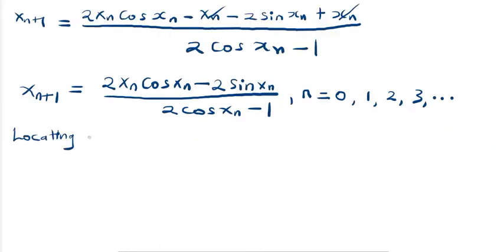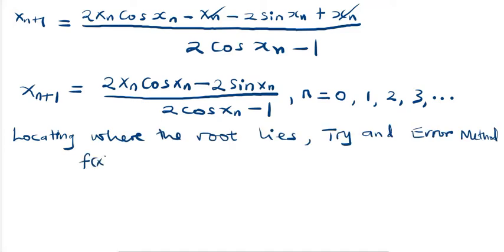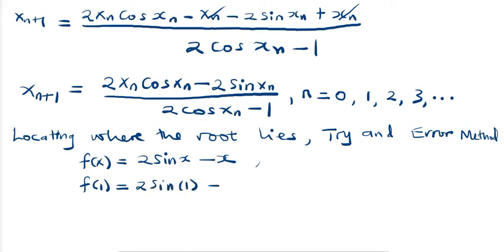Locating where the root lies, we have that f(x) is equal to 2 sine x minus x. Now, since we are dealing with trigonometrical ratios, our calculator is going to be in radians because the angles we are going to deal with are going to be very small. So let's check on the values which are in the proximity of 0. So we have f(1). This is going to be 2 sine 1 minus 1. When we press our calculator, which is already in radians, we shall get a value which is 0.68294197. It is a positive value.